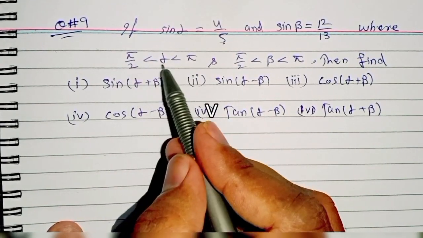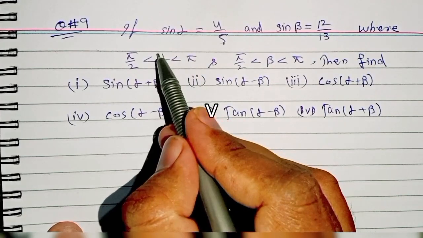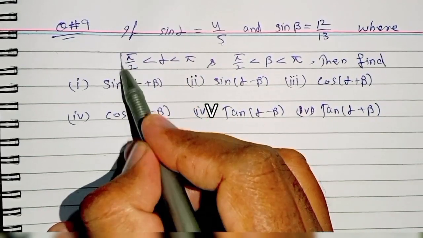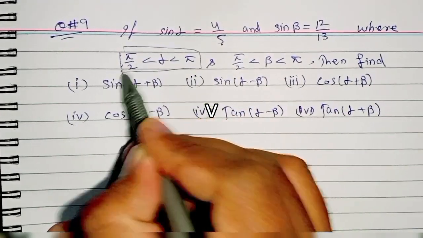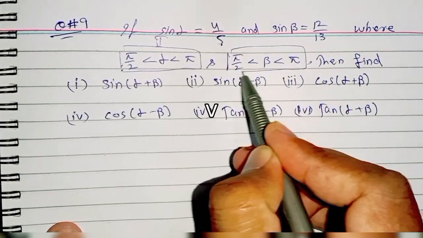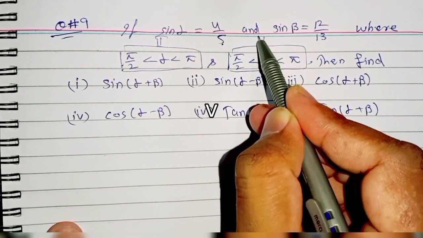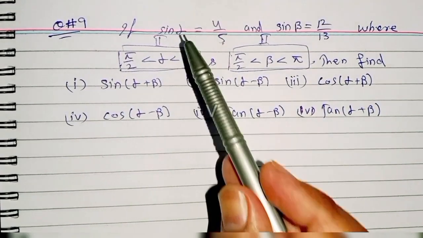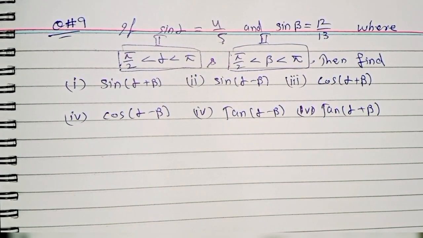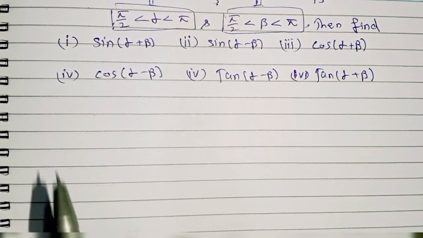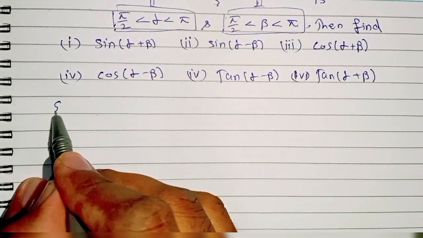since here given that sin alpha is 4 over 5 and sin beta is 12 over 13 and pi by 2 is less than alpha is less than pi, it means alpha lies in the second quadrant, and this means beta also lies in the second quadrant. And we know that in the second quadrant sine is positive while cos and tan are negative. Now we start the solution.